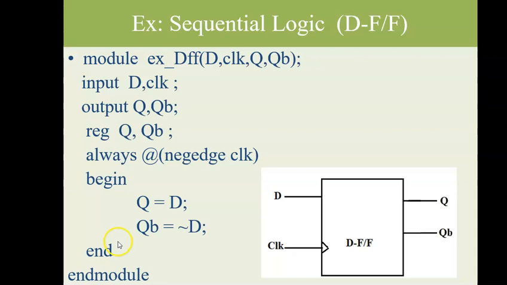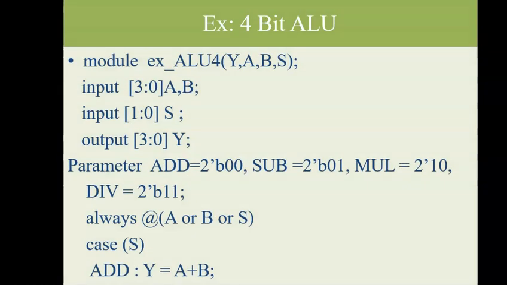Begin must be closed by end and module must be closed by endmodule. So this is a very simple sequential logic example for your behavioral model where we use always block. Another example, most important, normally students prefer this 4-bit ALU, arithmetic logic unit. The arithmetic logic unit will perform various operations. It can be used to perform addition, subtraction, multiplication, exponentiation, and so on.